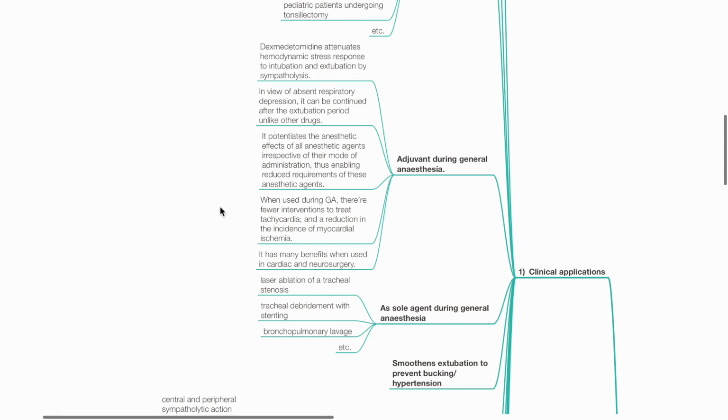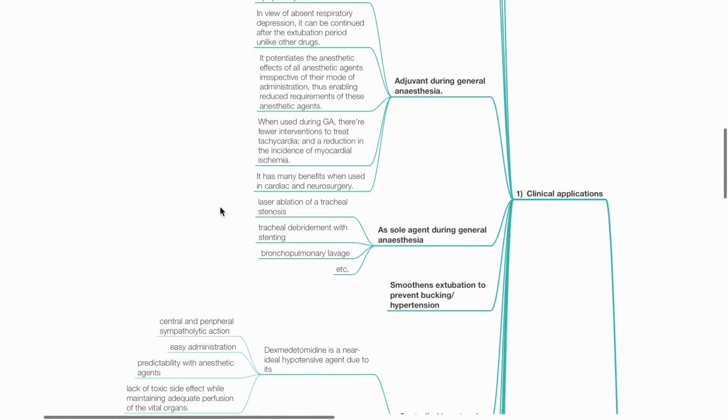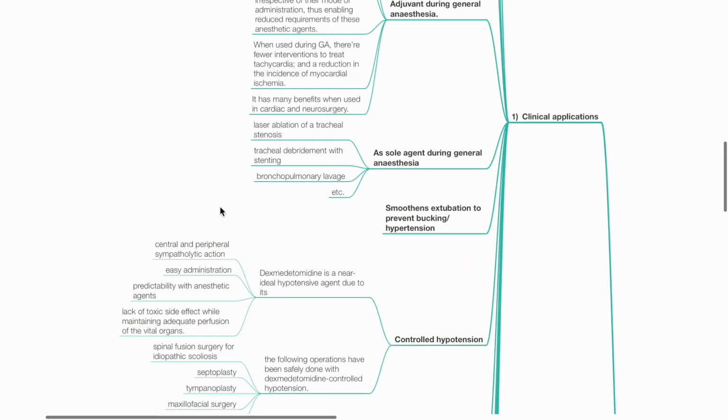When used during GA, there are fewer interventions to treat tachycardia and a reduction in incidence of myocardial ischemia. Thus, it has many benefits when used in cardiac or neurosurgery. Dexmedetomidine also has cardiac and neuroprotective effects by reducing apoptosis.